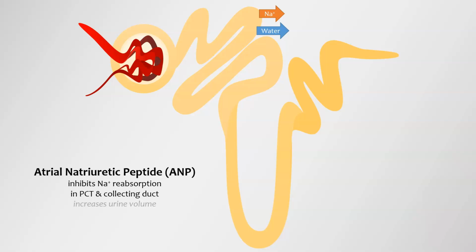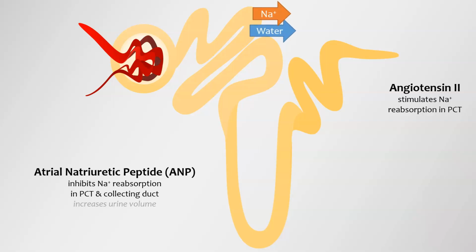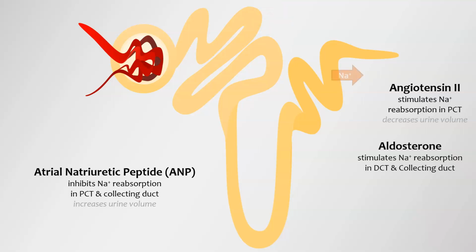Other hormones stimulate sodium reabsorption, like angiotensin II. Now, more sodium returns to the blood and less stays in the filtrate. Water is obligated to follow, leading to the movement of water out of the filtrate and into the blood. The result is that less fluid remains in the filtrate, leading to smaller urine production. Aldosterone has the same effect as angiotensin II, stimulating sodium reabsorption. The difference is that aldosterone targets cells in the distal convoluted tubule and collecting ducts.